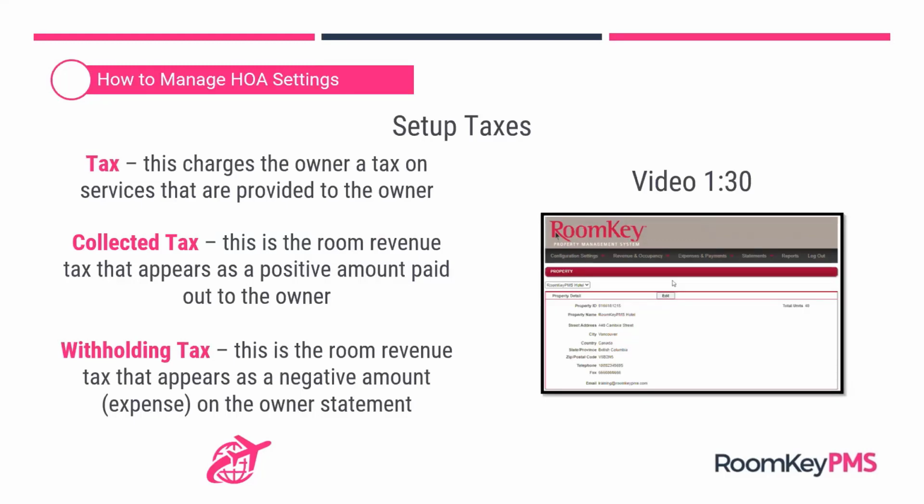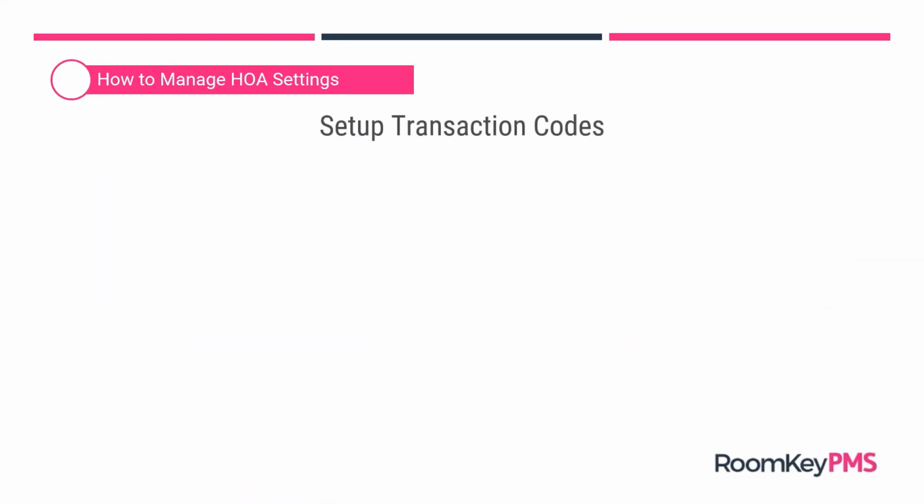Now, the next thing that we're going to set up are the transaction codes. Before we look at the setup of it, there are some definitions that we're going to go through as well, because there's quite a variety of types of transaction codes that you can create inside the HOA portal.